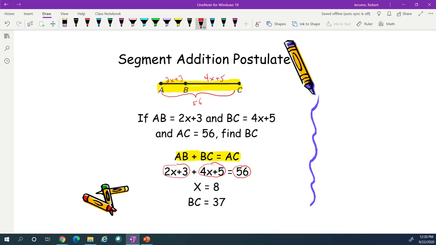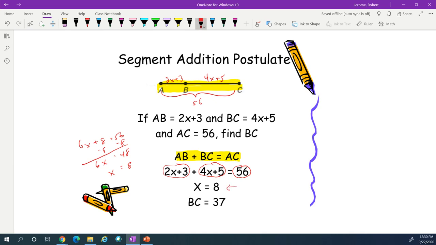So let's take a look. We have 6x plus 8 equals 56. We're going to subtract 8. 6x equals 48, and x equals 8. Awesome. x equals 8.